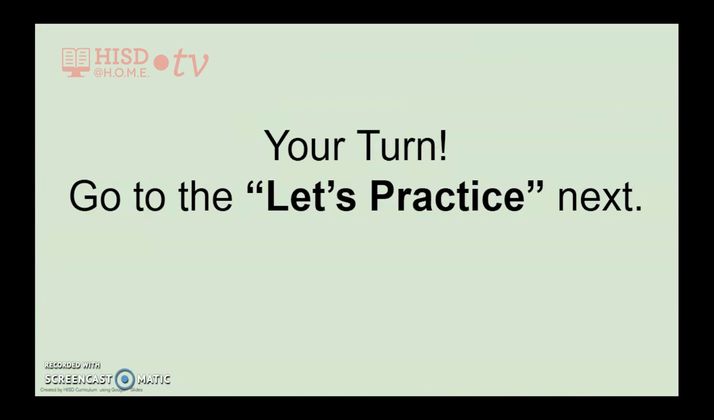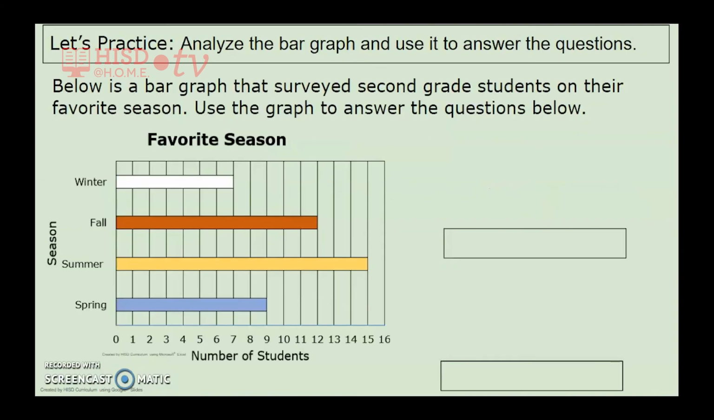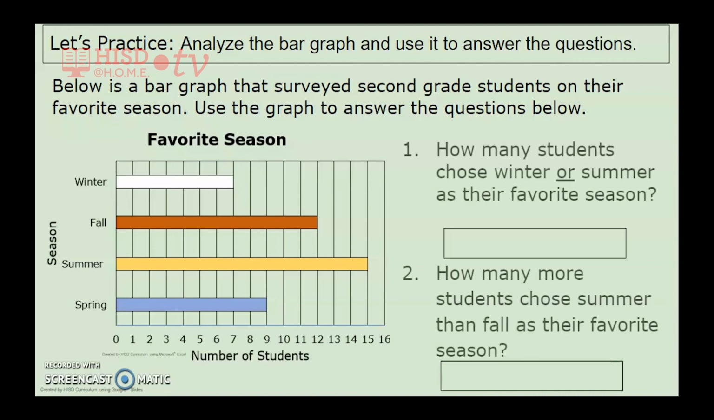Now it's your turn. I want you to go to Let's Practice. I want you to analyze the bar graph and use it to answer the following questions. Below is a bar graph that surveyed second grade students on their favorite season. I want you to use the graph to answer the following questions. How many students chose winter or summer as their favorite season? Question number 2. How many more students chose summer than fall as their favorite season? I want you to use this bar graph.